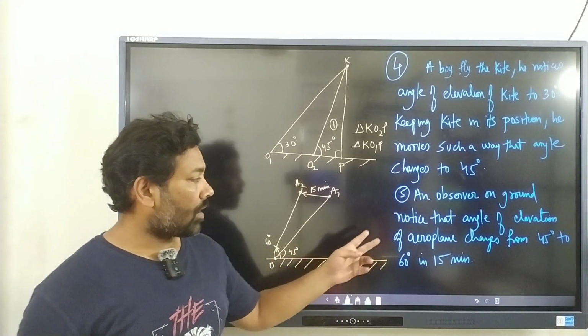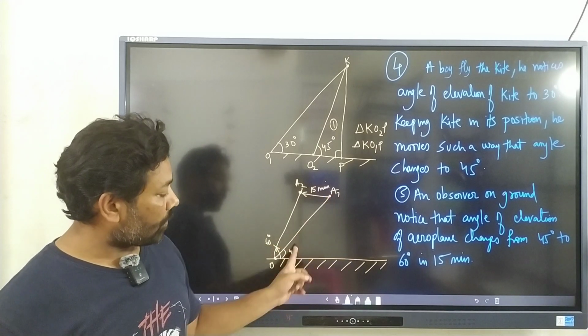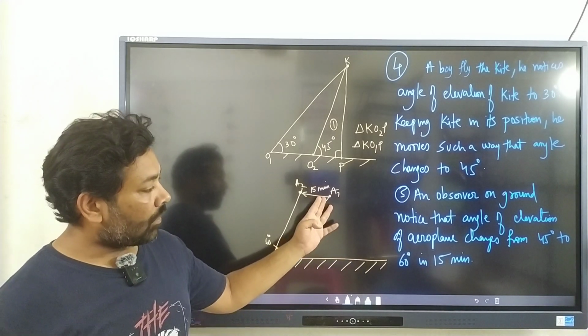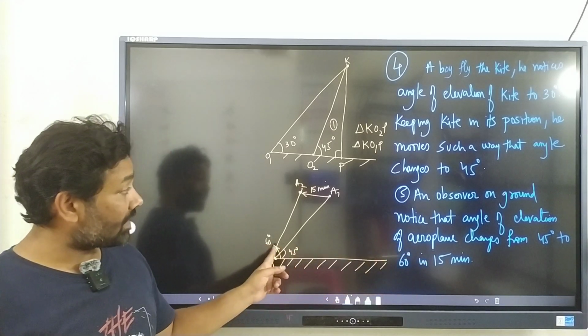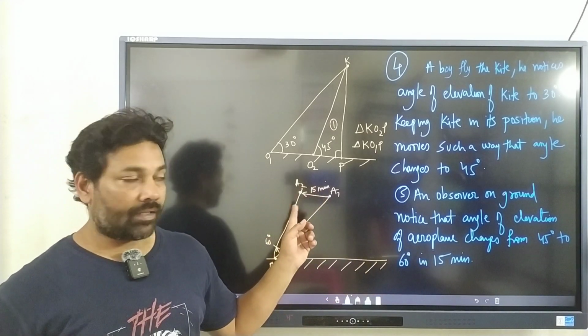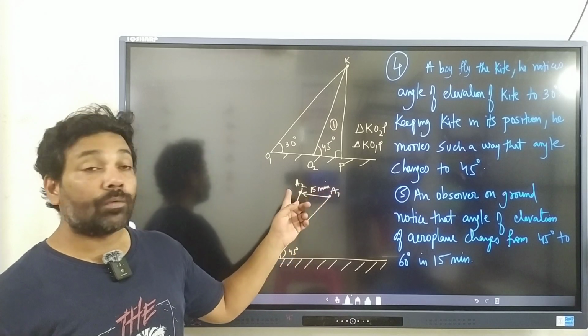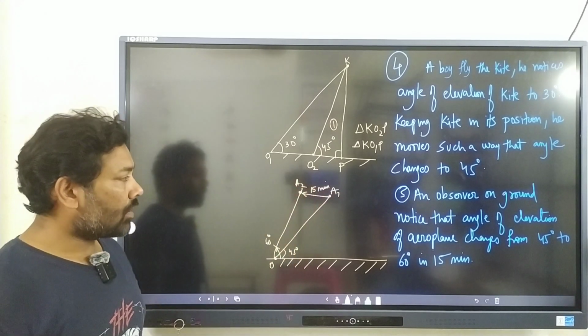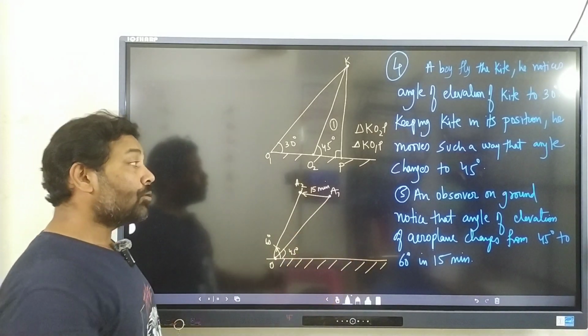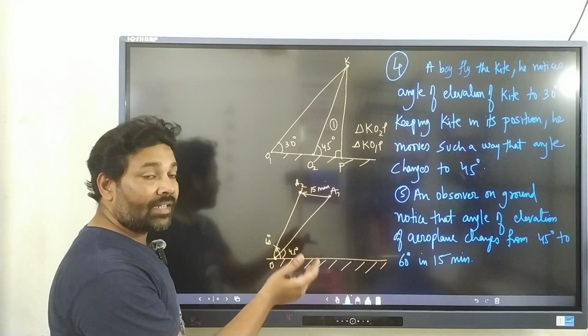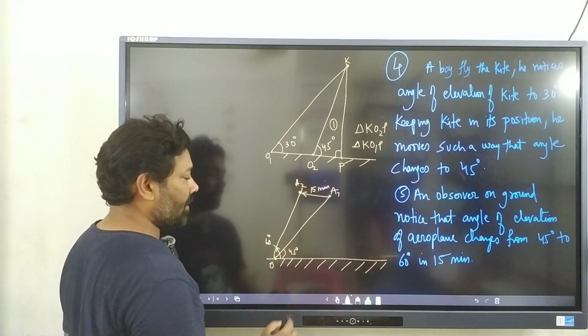So the observer on the ground notices the angle of elevation to be 45 degrees. He then notices that the angle of elevation changes from 45 to 60 degrees within 15 minutes. So the aeroplane has traveled from A1 to A2 in 15 minutes. In such questions you may be asked to find the speed of the aeroplane, right? You may be asked to find the distance. If the speed is given, you can calculate the distance.